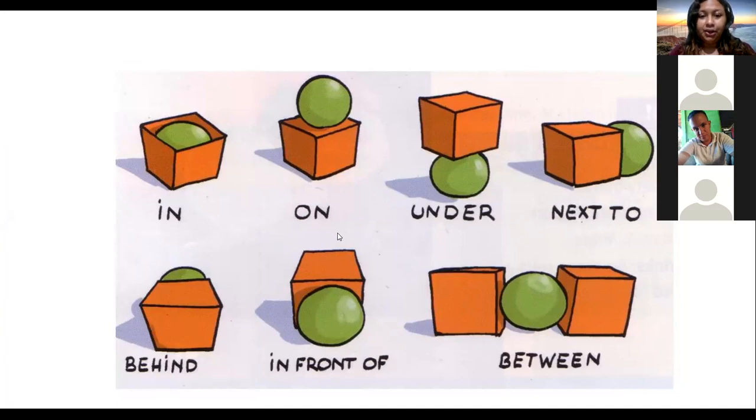In. On. Under. Next to. Behind. In front of. And the last one is between. Between.